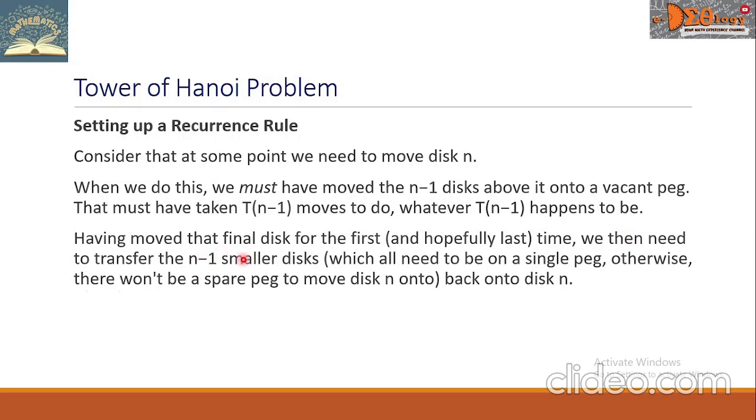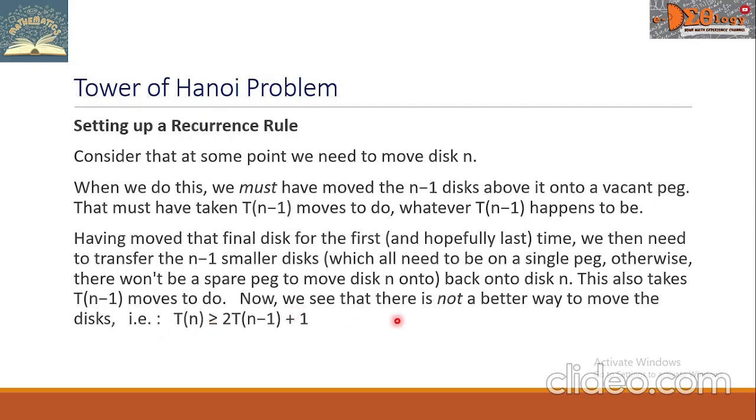Having moved that final disk for the first and hopefully last time, we then need to transfer the n minus 1 smaller disks, which all need to be on a single peg. Otherwise, there won't be a spare peg to move disk n back onto. This also takes T of n minus 1 moves to do.